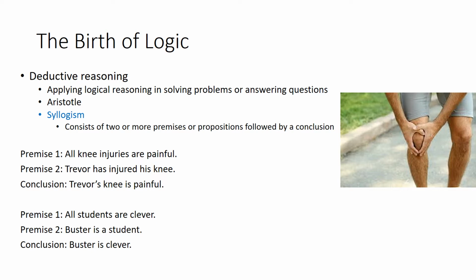However, if we have one of the premises that is false or somewhat questionable, then the conclusion may also be false or somewhat questionable. So we can see here at our bottom example, premise 1 is that all students are clever, premise 2 is that Buster is a student, therefore Buster is clever. However, that may not be true in this case. Therefore, we see that deductive reasoning is really dependent on the truth of the underlying premises itself.